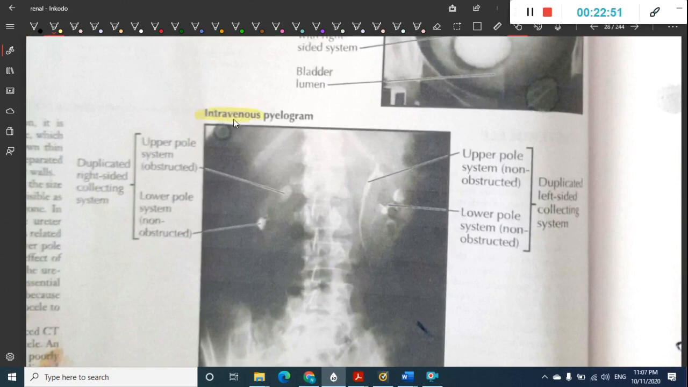In this intravenous pyelogram, see, this is the lower ureteric system, this is the upper pole of ureter. So this is the duplicated side, right side, and even the left side is also duplicated. But if you see in the left side, the upper pole is not obstructed. You can see the ureter. The lower pole is also not obstructed, but here both the poles are, see, the upper pole is not obstructed. Lower pole you cannot see the ureter, but it's not obstructed.